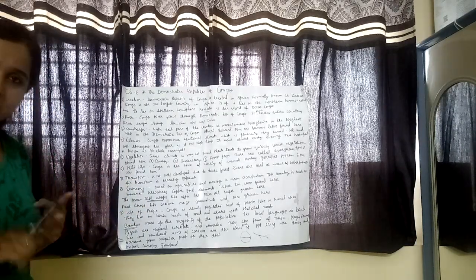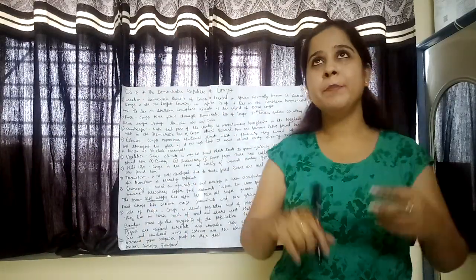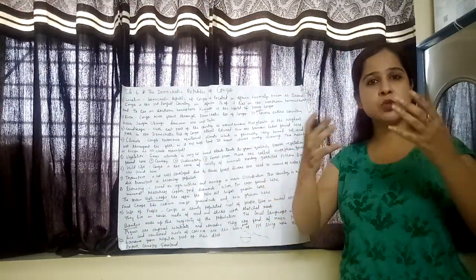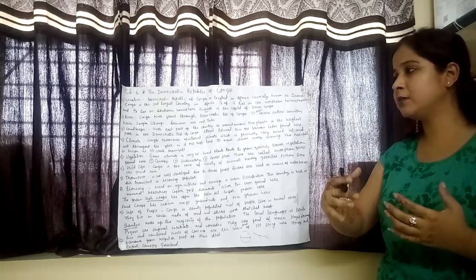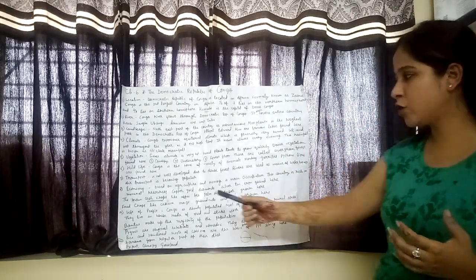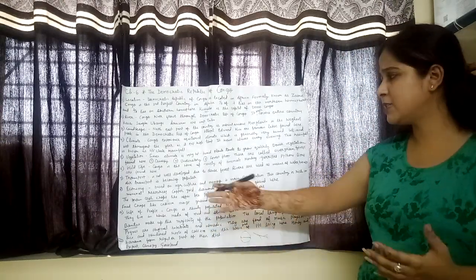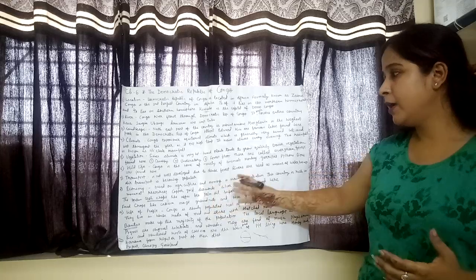Actually, crops are of two types. First is food crop and second is cash crop. Food crops are those crops which we use to eat at home, and they are also sold in the market. And second is cash crops. Cash crops like coffee, tea, palm oil are commercial crops, these are to be sold.